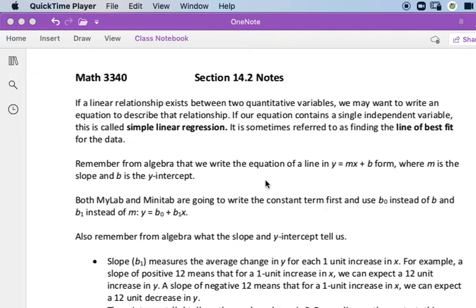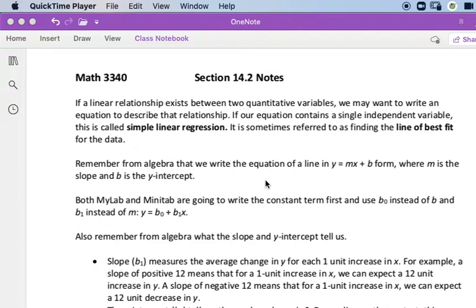In this video for section 14.2, we're going to talk about how to write an equation for the linear relationship between two quantitative variables. If our equation contains only one independent variable, this is called simple linear regression. Sometimes it's called finding the line of best fit. If there are multiple independent variables, then it's slightly more complicated, and we're going to look at that later.